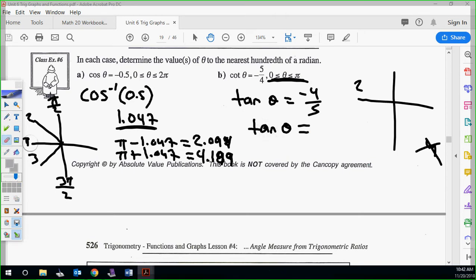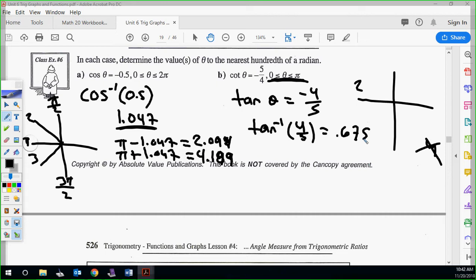What do we say? 0.674. Okay. So tan inverse of 4/5, you said is 0.674? Yeah, so that's cotangent. And so tangent is the flip, right? So we flipped. Yeah. 0.675. Okay. So 0.675 is your positive reference angle.